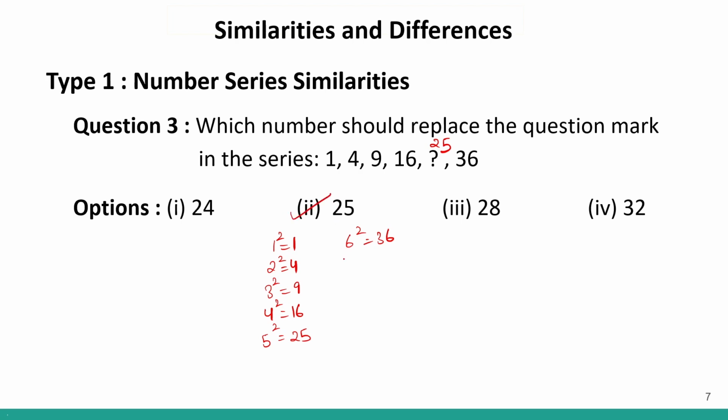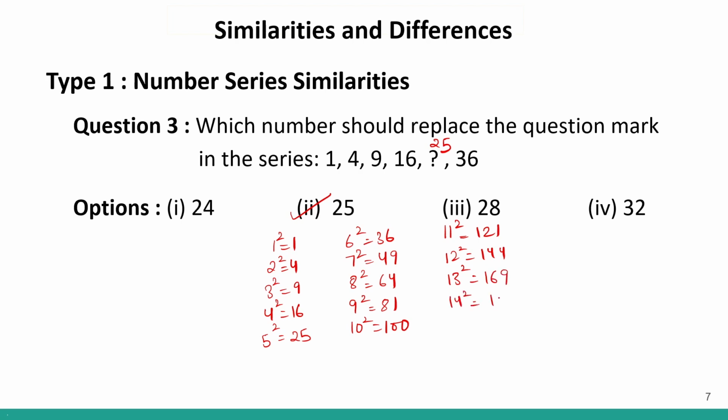Just for your reference, let us revise certain squares. 7 square is 49. 8 square is 64. 9 square is 81. 10 square is 100. 11 square is 121. 12 square is 144. 13 square is 169. 14 square is 196 and 15 square is 225 and so on. So this is why it is important to remember squares, because this clearly was a case of square series.